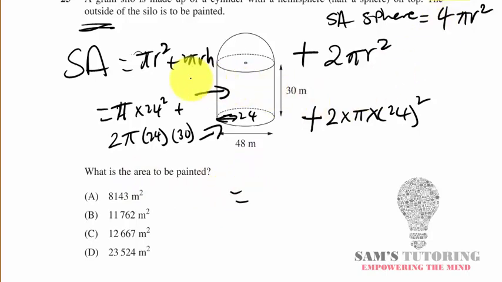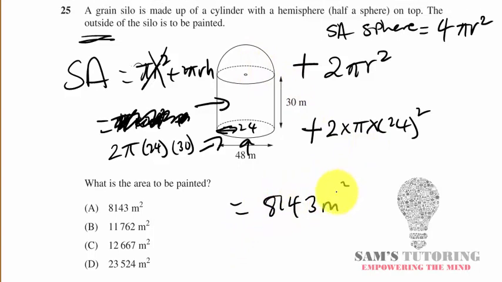So the silo is actually open at the bottom. It's not actually closed. If it's open, that means we've got to get rid of this bit. It's only going to be the curved area, 2 pi r h, plus the hemisphere, which gives you 8143 meters squared. Okay, hopefully that helps.